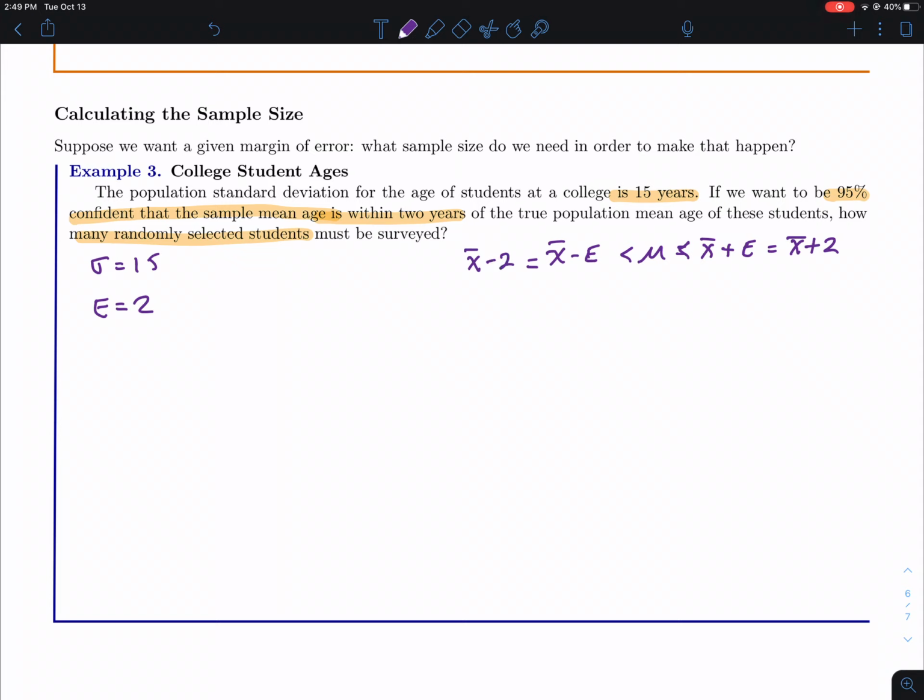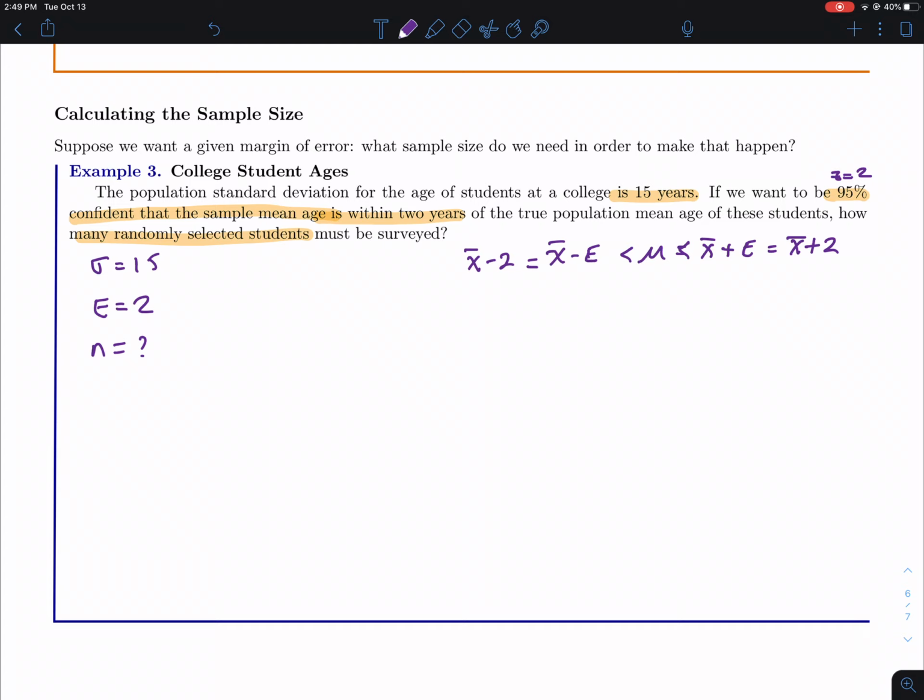So in this case, we know our error is 2. We know our population standard deviation, but the problem is we don't know what our sample size is in this case. And we also know our z, technically. In this case, I'm going to cheat a little bit and use z to be 2 just to make the calculation a little bit easier, even though it should be 1.96.